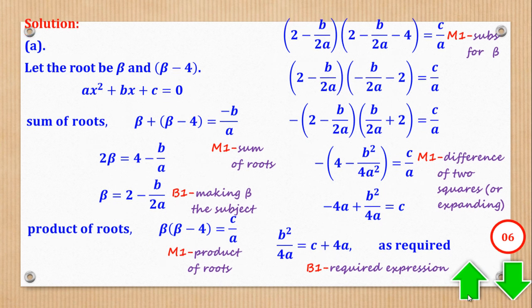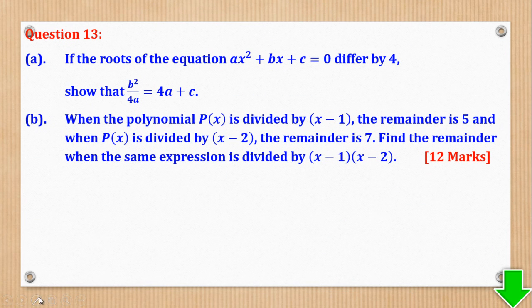What about part B? Part B says, when the polynomial p(x) is divided by x minus 1, the remainder is 5. And when p(x) is divided by x minus 2, the remainder is 7. Find the remainder when the same expression is divided by x minus 1 times x minus 2.